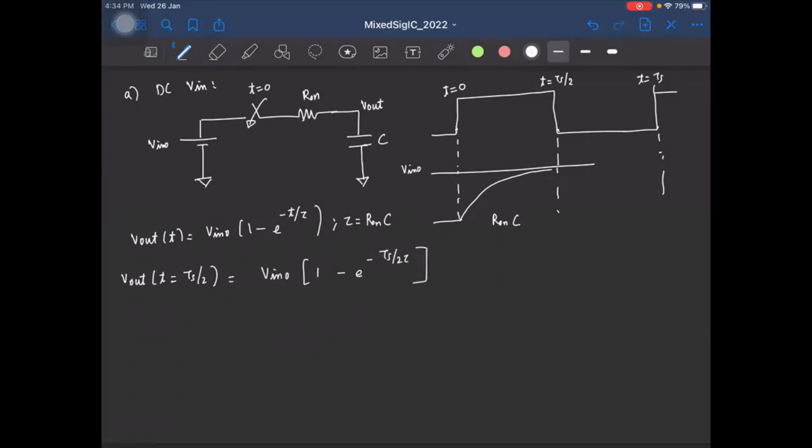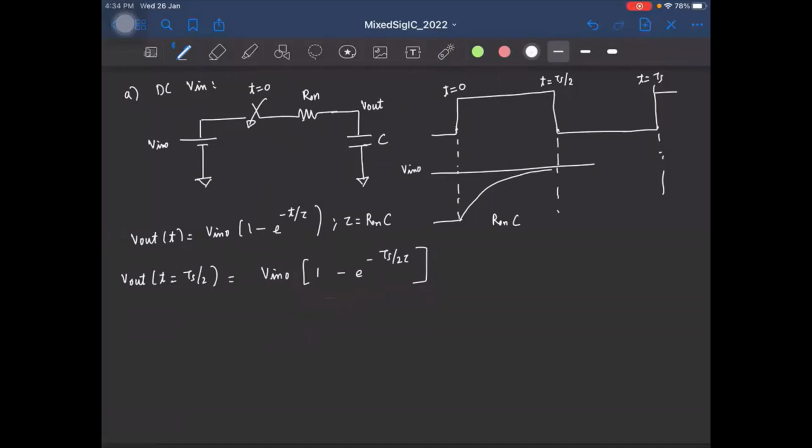Okay, so ideally we wanted the output to be equal to this value, V naught. But instead, it is this value, that is the ideal expected value times (1 minus e power minus Ts by 2 tau). So this results in some kind of a small gain error, right? And in most cases, a small gain error is usually tolerable, and this might not be a big problem.